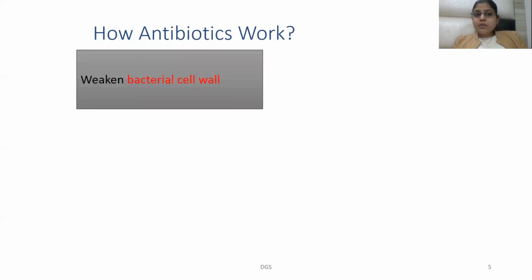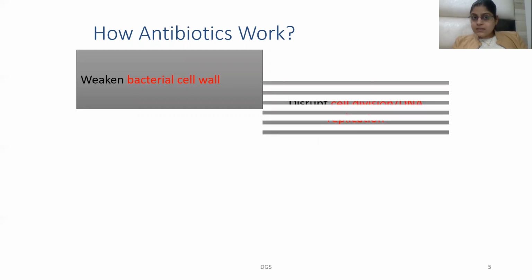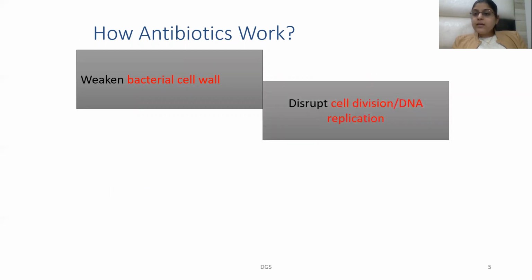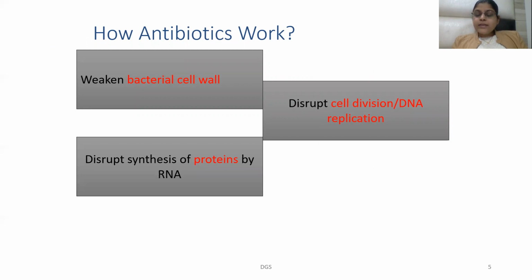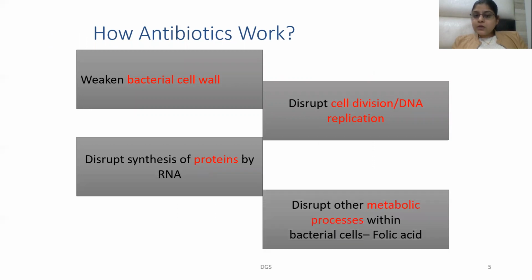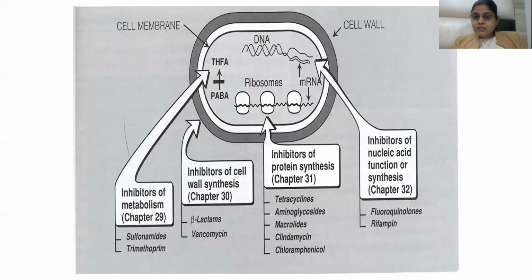Now, how do antibiotics work? They can work by acting on cell wall synthesis. This is the bacterial cell wall. They can act on the DNA, like DNA gyrase can be affected, as in the case of fluoroquinolones. They can disrupt cell division, and DNA replication can be inhibited. They can also inhibit the synthesis of proteins by inhibiting RNA function. They can affect metabolism, so folic acid synthesis can be reduced, and the metabolism of the bacterial cells can be affected.